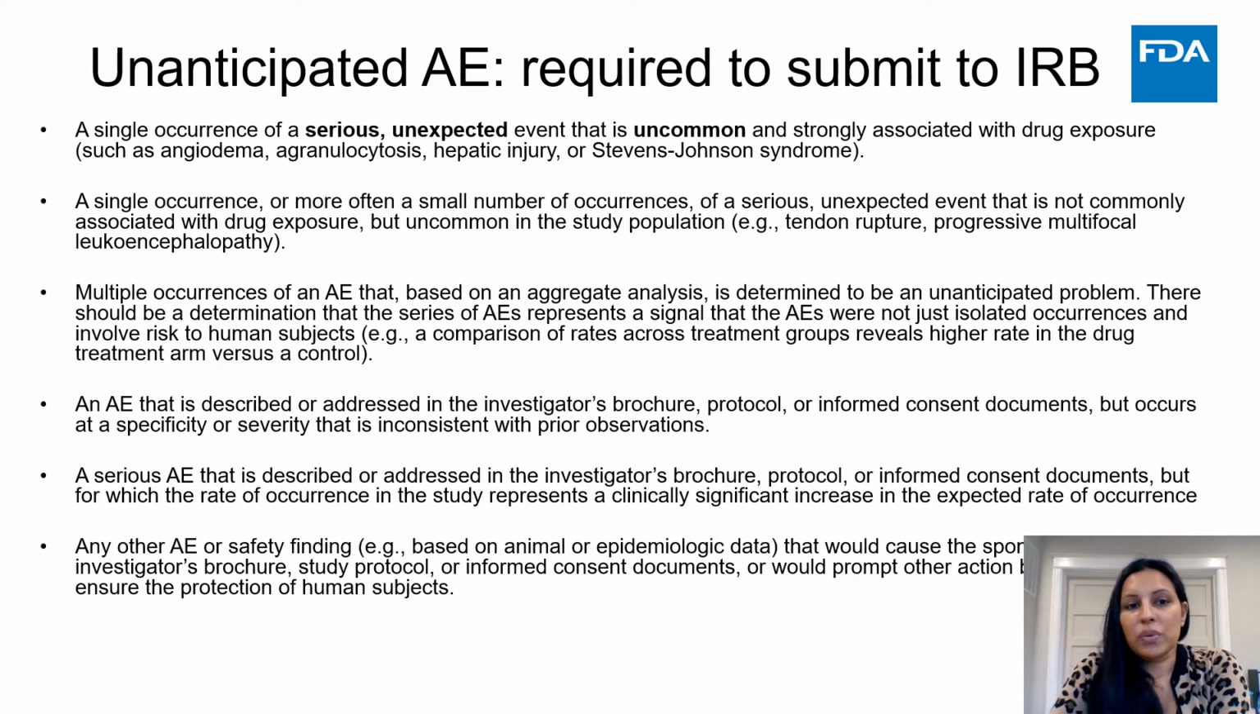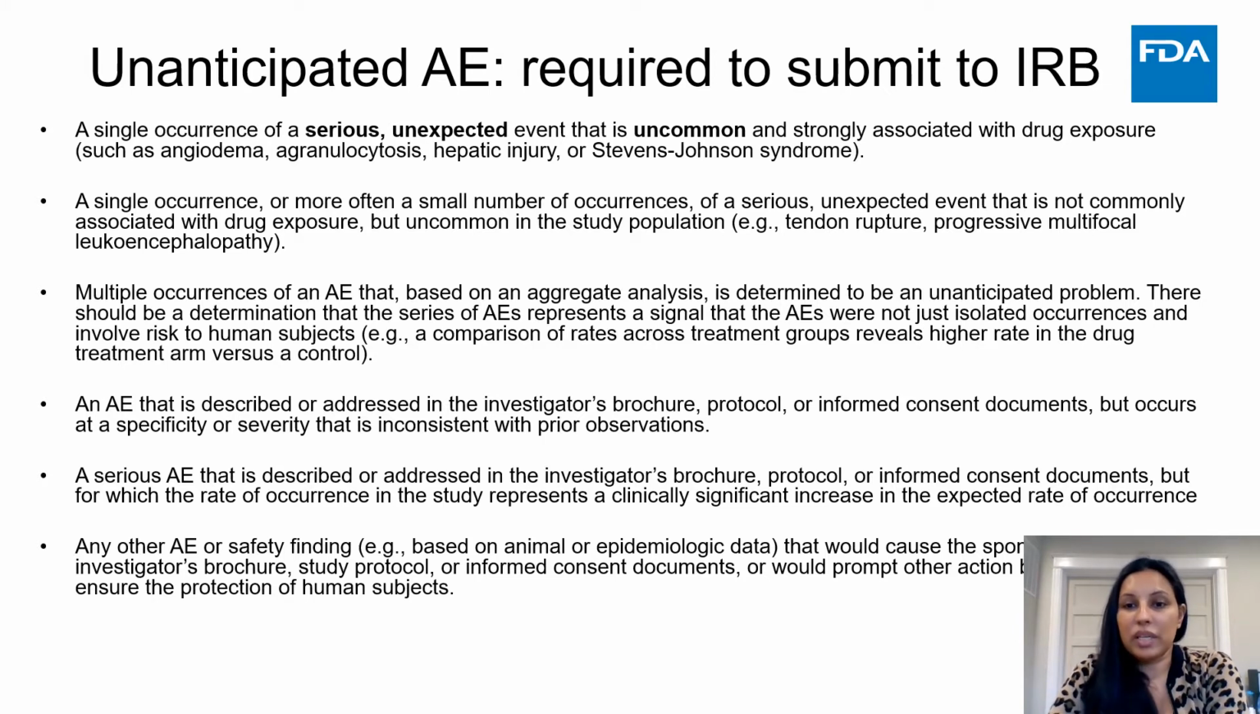Okay. So an unanticipated adverse event I thought was worth highlighting because this is something that is required based on FDA guidance to be submitted to the IRB. And unanticipated AEs have to meet several criteria. They need to be serious, unexpected, and uncommon, and strongly associated with drug exposure. So this would be something like angioedema or Stevens-Johnson syndrome.